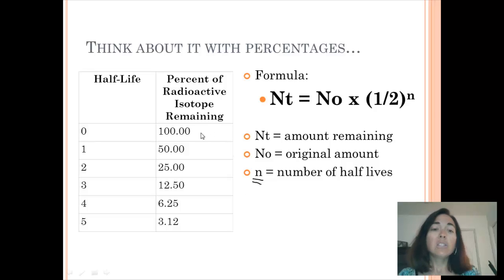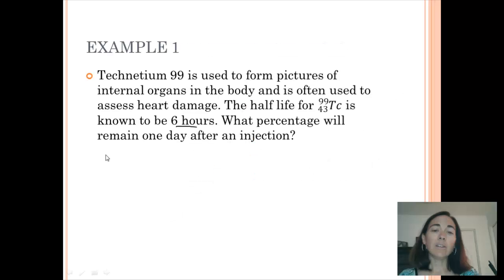passed. So again, if I start with 100%, after one half-life I'm going to go down to 50%. Another half-life, I'll go down to half of that, or 25%. The next half-life will take me down to 12.5%, and so on. And this continues on until the isotope can't be detected. So for every one of these, a half-life has passed.